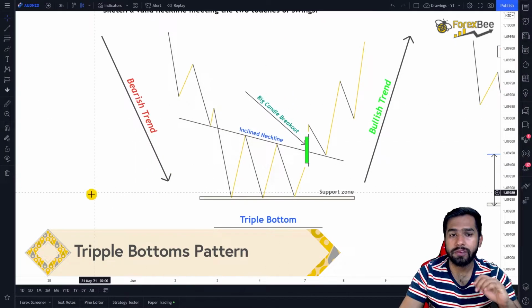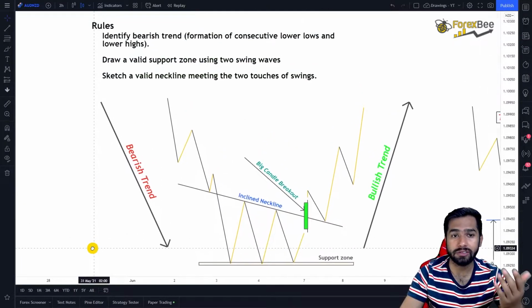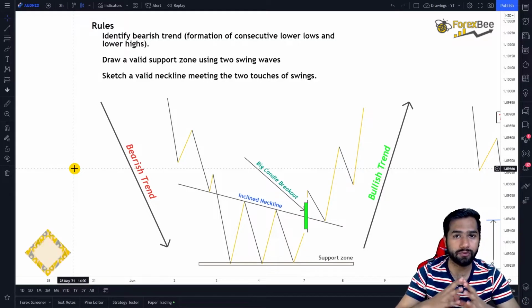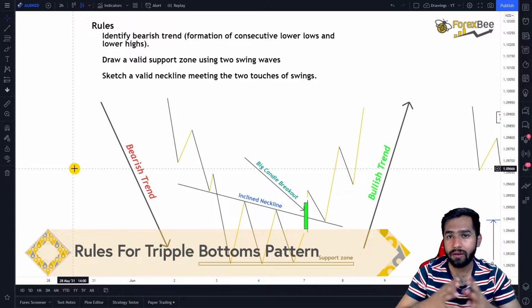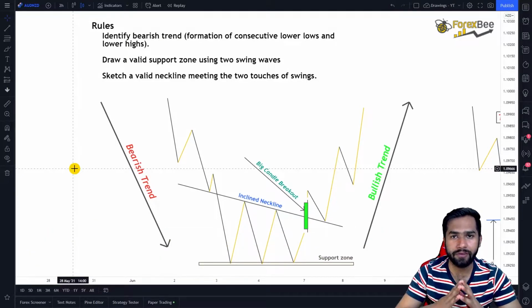First of all, we need to learn how you can identify a valid triple bottoms pattern on the chart. In order to do that, there are some rules that we need to follow. So let's go through these rules one by one, and after that I'll take you step by step towards the trading strategy and also share some important stuff related to this triple bottom pattern. So make sure to watch this video till the end.